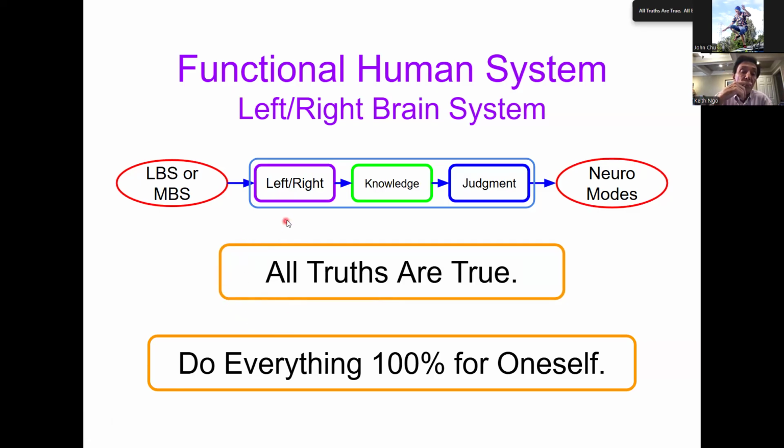Because the left and right brain have what they call confirmation bias, right? Confirmation bias means whatever we believe, we tend to confirm it and believe it further. So if we don't have this confirmation bias, then we're all open people, and do everything 100% for ourselves.